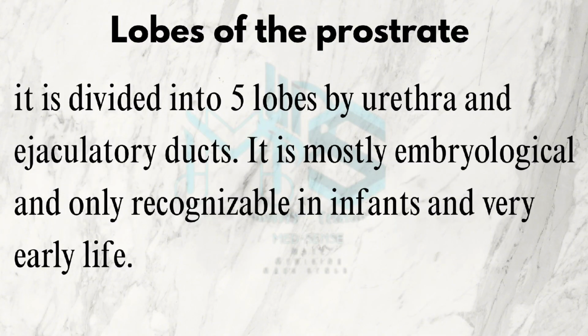The lobes of the prostate gland. It is divided into 5 lobes by the urethra and the ejaculatory ducts. Now, in the next slide, you will be seeing the diagram where the urethra and the ejaculatory ducts divide the prostate into 5 lobes. Now, what you have to notice is that these divisions are mostly embryological. They are mostly embryological and only recognizable in infants and at early life.